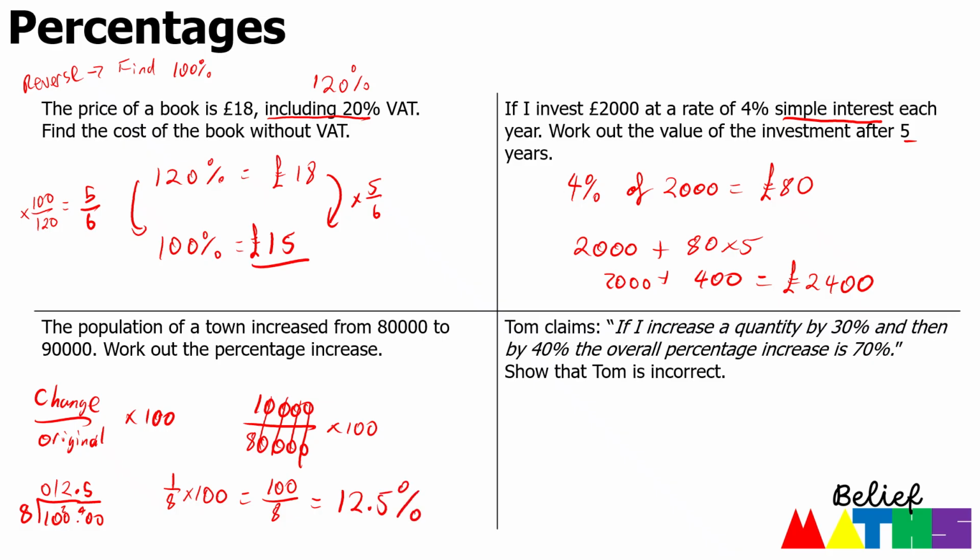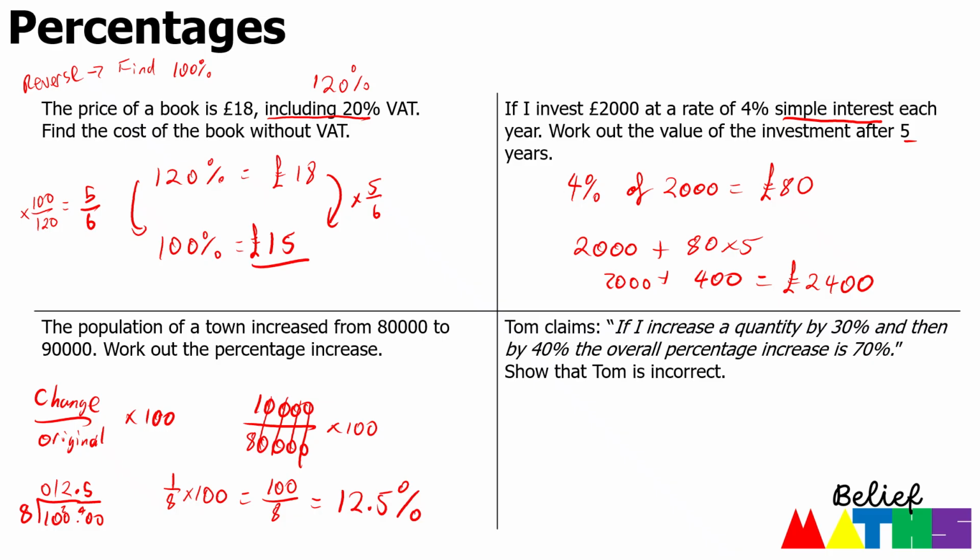Okay, you may have already known that 1/8 is 0.125. So then that would have saved you a little bit of time. But again, that's 12.5%. Finally, we've got Tom, who claims that if a quantity is increased by 30% and then by 40%, the overall increase is 70%, and we need to show this is incorrect. This is an example of compound interest and combining percentages that makes a mistake.